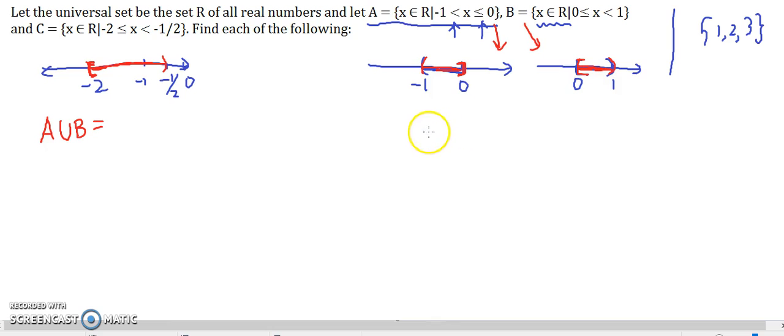I'm going to draw another number line here. First of all, let's draw all the numbers in A. That's between -1 and 0, including 0. And then we draw all numbers in B. That's from 0, including 0 again, to 1. As we can see, 0 is in both of them. Of course, it's going to be in the union. But these numbers are only in A. They're also going to be in the union, because they just need to be in one of the sets in order to be in the union.